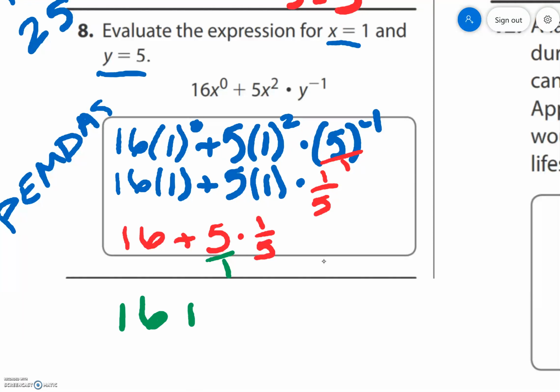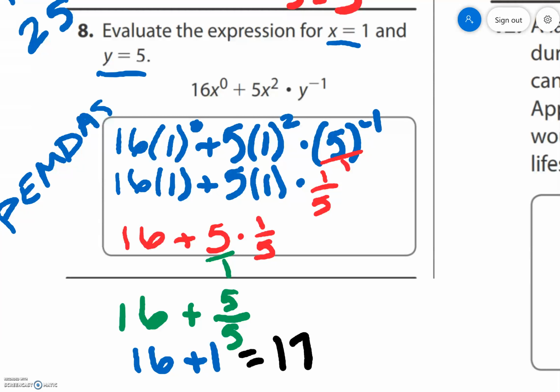So I have 16 plus, do the numerator times the numerator, which is 5, denominator times the denominator, which is 5. Now I can divide that. 5 divided by 5 is 1 whole. So we're just doing 16 plus 1. Our answer is 17.